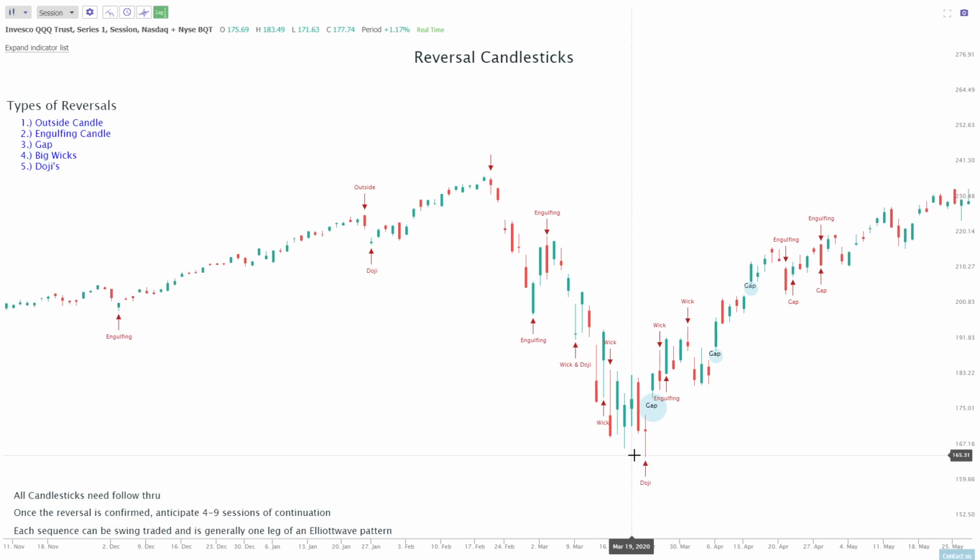That's a change in character, and you have to understand that the market is not doing what it was doing. And once you get a confirmed reversal, what you're looking for is 4 to 9 sessions of continuation, and try to then associate that with an Elliott wave pattern that can be swing traded. And that's kind of the core concept of a lot of my trading: using Elliott wave structure, using the moving averages, and these candlesticks to try to take trades as close to risk as possible.